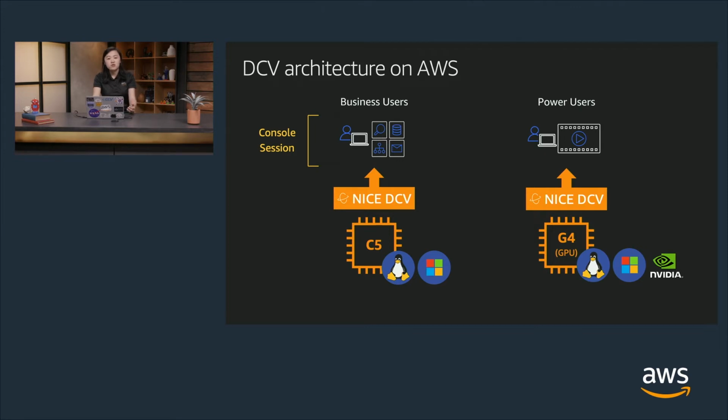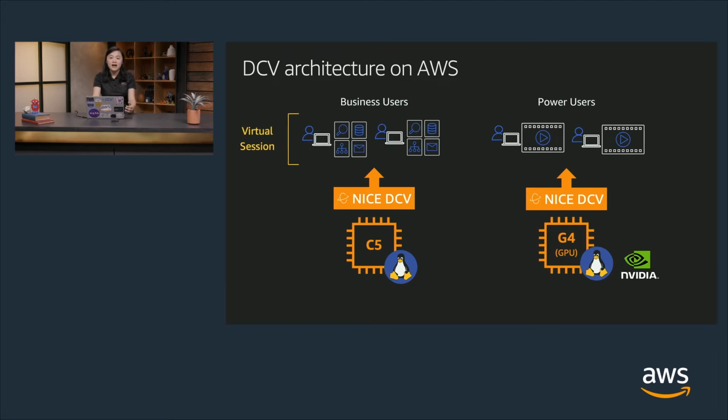The power user story on the right-hand side is very similar, but instead of launching a C5 instance, we recommend you use our G family instance type, such as G4. A G4 instance provides the latest generation of NVIDIA T4 Tensor Core GPUs to meet your graphics needs. Again, I want to emphasize that DCV works with any GPU and most of the CPU instances on EC2, so you are not limited to G4 or C5 shown here.